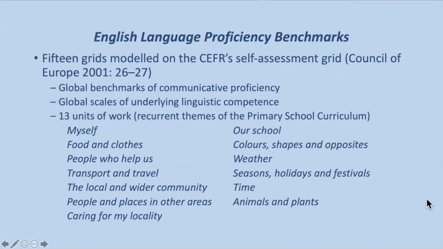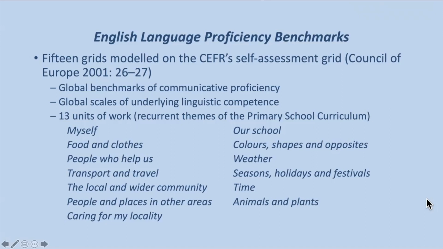What we came up with was a document known as the English Language Proficiency Benchmarks. And this document comprised 15 grids modeled on the CEFR's self-assessment grid. That's to say, a grid with the proficiency levels on the horizontal axis and the language activities on the vertical axis, from top to bottom: listening, reading, spoken interaction, spoken production, and writing.